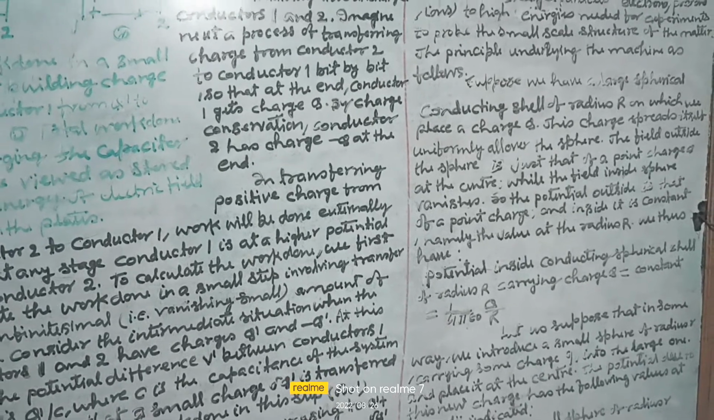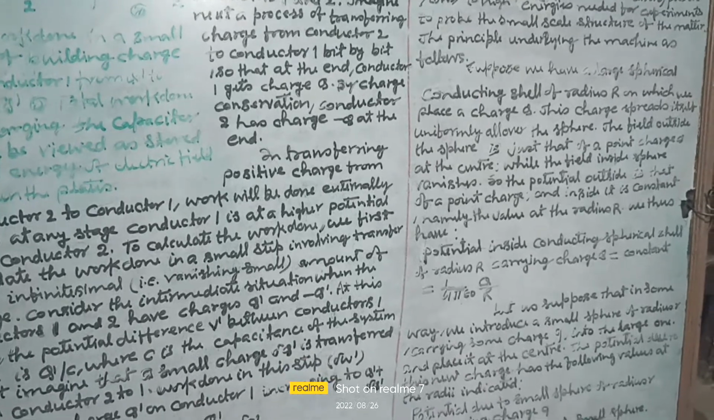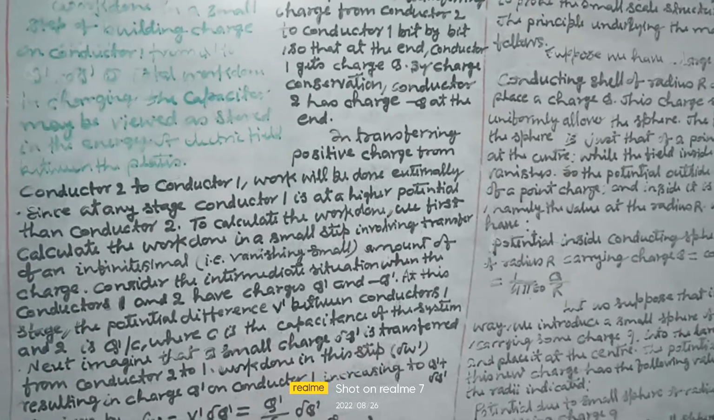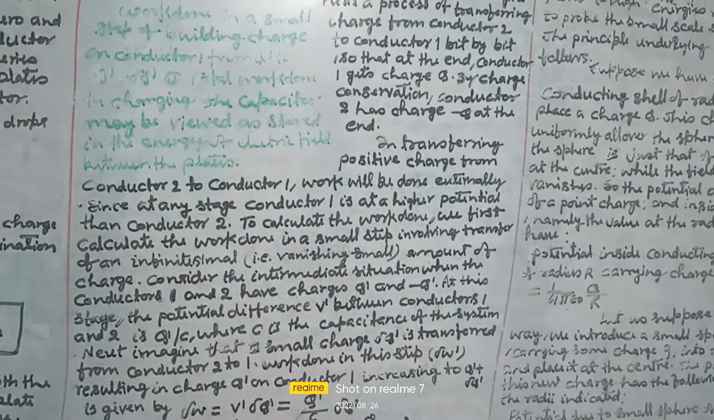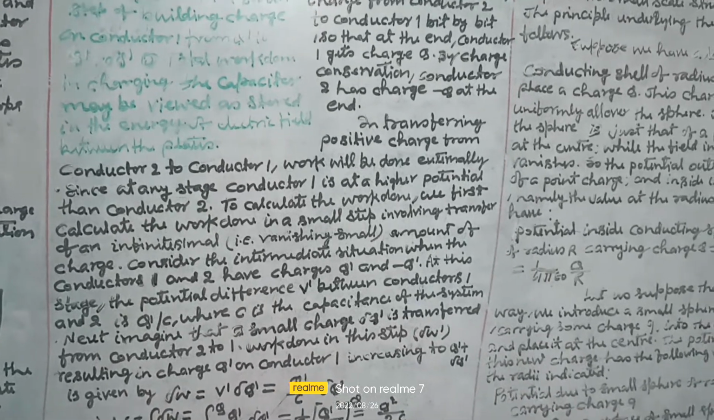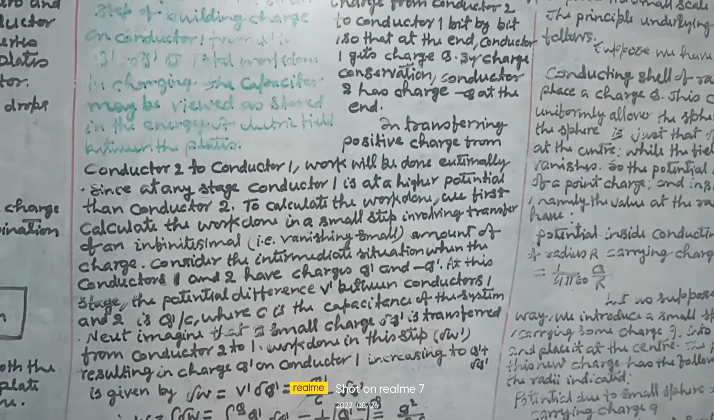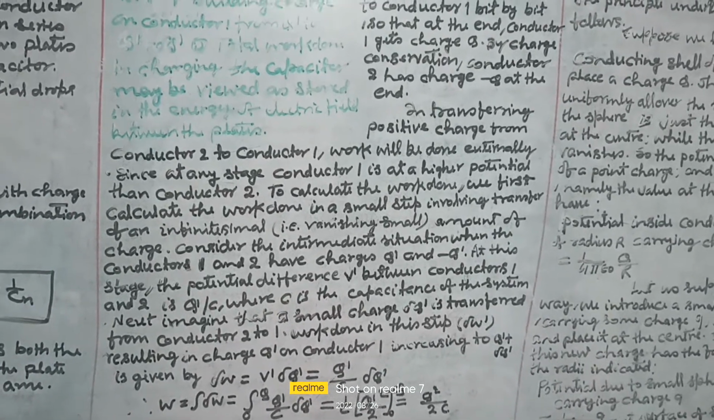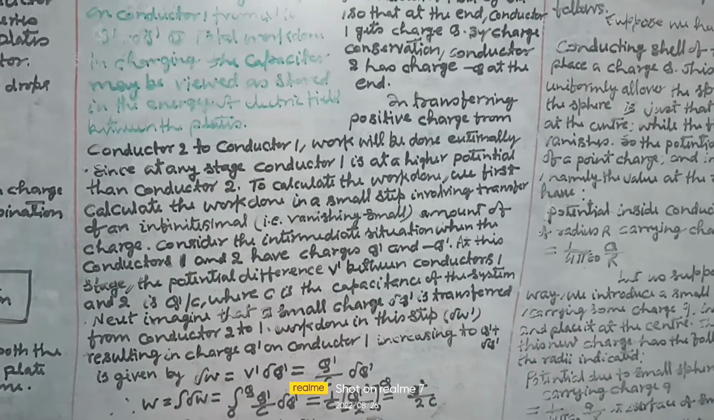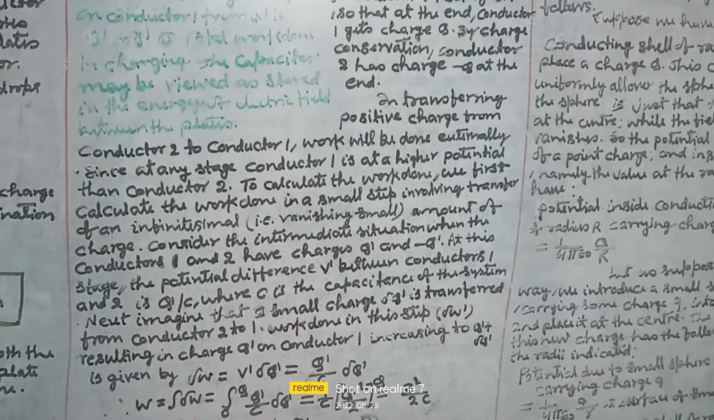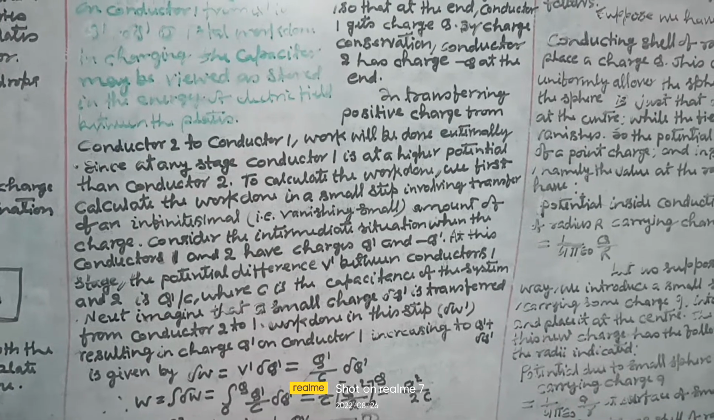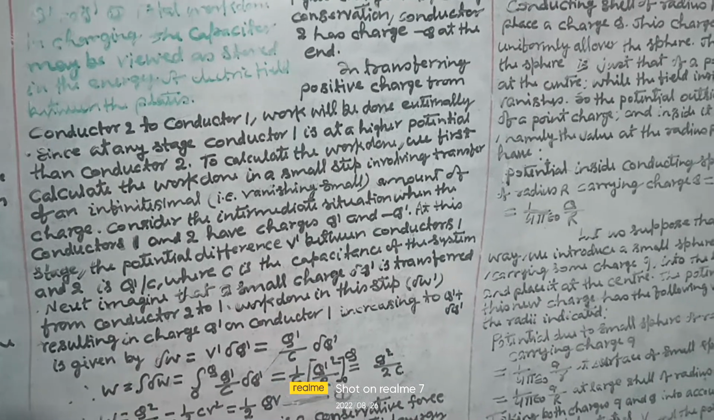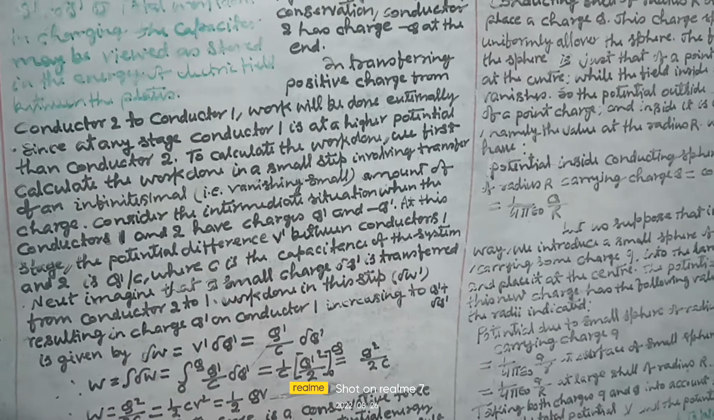In transferring positive charge from conductor 2 to conductor 1, work will be done externally, since at any stage conductor 1 is at a higher potential than conductor 2. To calculate the work done, we first calculate the work done in a smaller step involving transfer of an infinitesimal amount of charge. Consider the intermediate situation when the conductors 1 and 2 have charges Q' and minus Q'. At this stage, the potential difference V' between conductors 1 and 2 is Q'/C, where C is the capacitance of the system. Next, imagine that a small charge delta Q' is transferred from conductor 2 to 1.